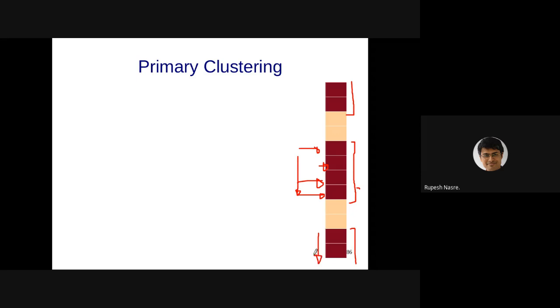So if you look at a hash table using linear probing after certain elements have been inserted, you will see that there are clusters of elements. That is essentially called primary clustering. Why could primary clustering be a problem? Any suggestions?